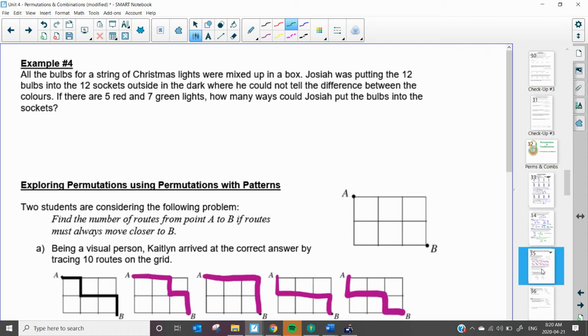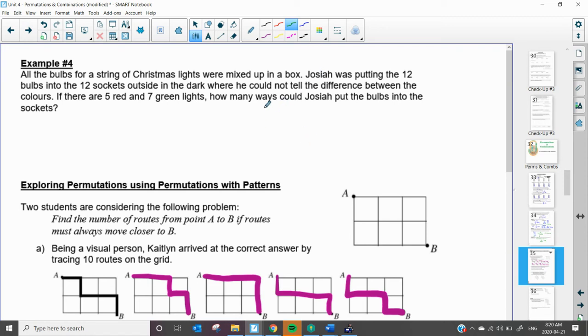So Josiah was maybe a little behind and decided to wait till really late at night to go out and do this. And so he gets out to the garage and he comes across this string of lights, and none of the lights are in the sockets and everything's jumbled up. And so he doesn't want to wake anyone up, so he's trying to do this in the dark and he's fumbling around. This all sounds really realistic, right? Fumbling around, and he is trying to get those 12 lights into the 12 sockets. Well, there are 5 red lights and 7 green lights, and so we want to figure out how many ways he could put these bulbs into the sockets. And again, remember, he's doing this in the dark, so he's not actually aware of which lights are going where.